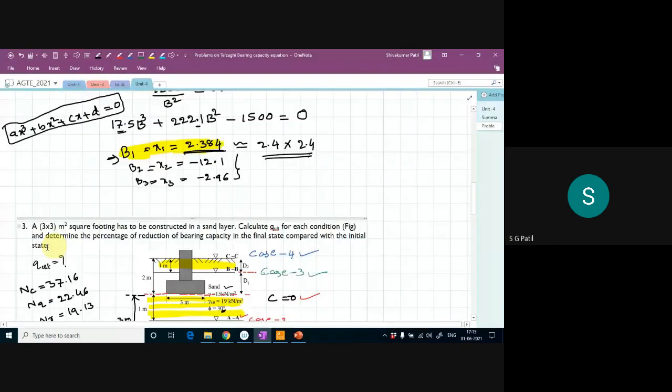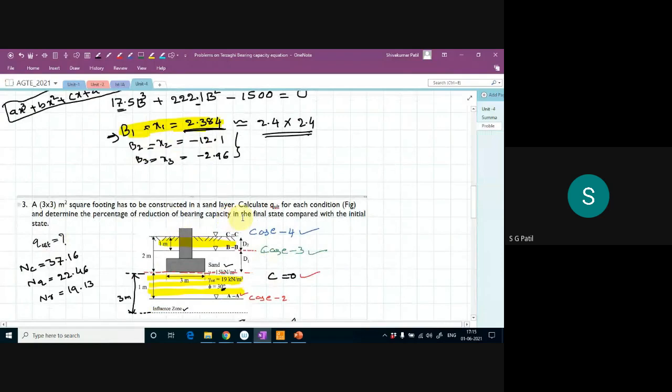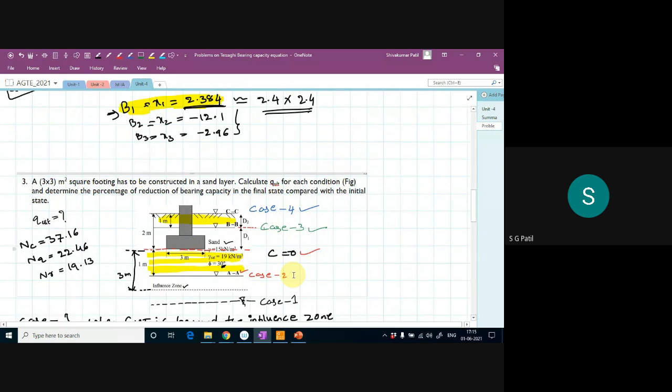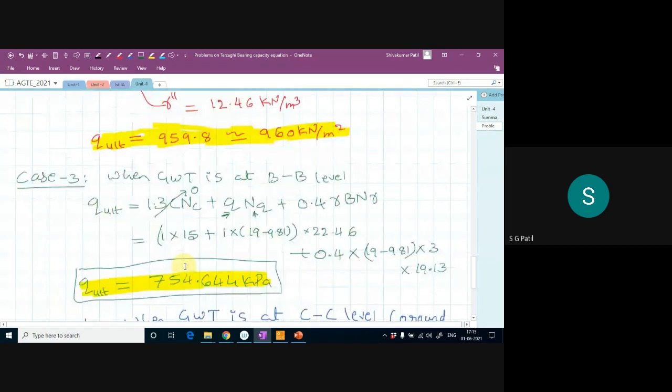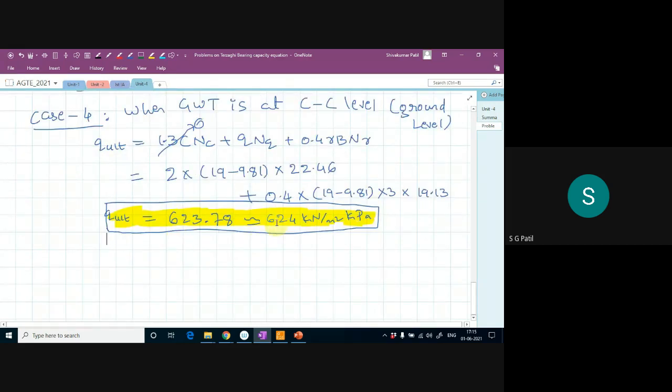Okay. Now all the cases are over. What they are asking you to find out is how much bearing capacity is reduced, the bearing capacity in the final state compared with the initial state, as a percentage. See, earlier when there was no water table, that is my case number one, the allowable bearing capacity I was getting was around 1018 kilopascal. Now if the water table is rising up to the ground level, then it is reduced to 621.